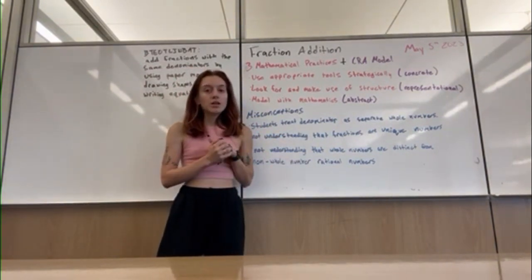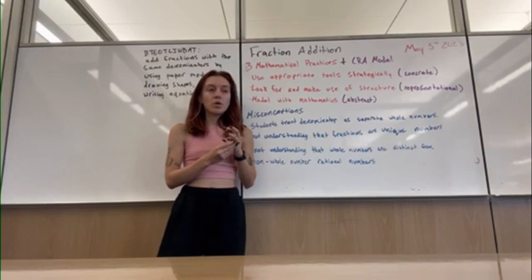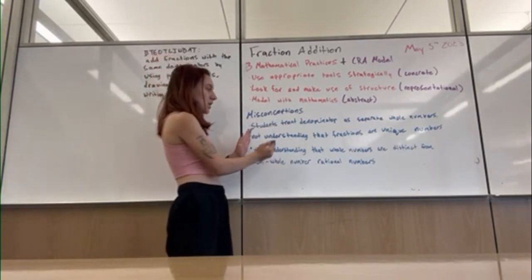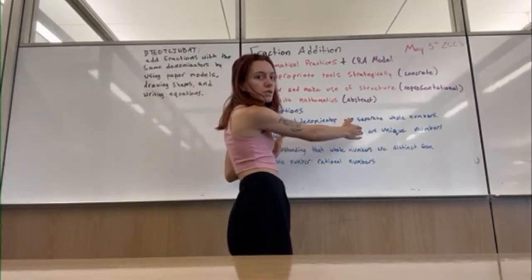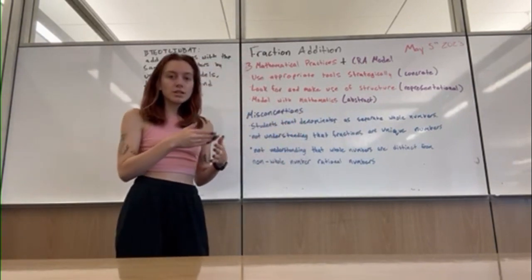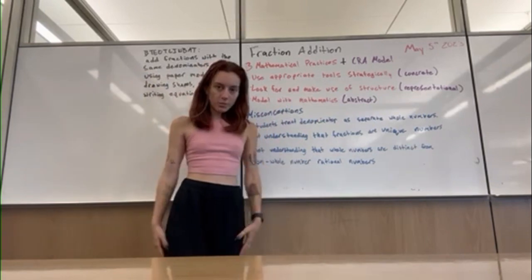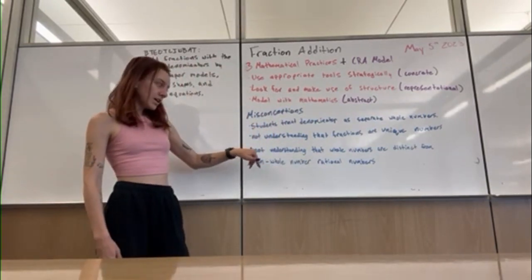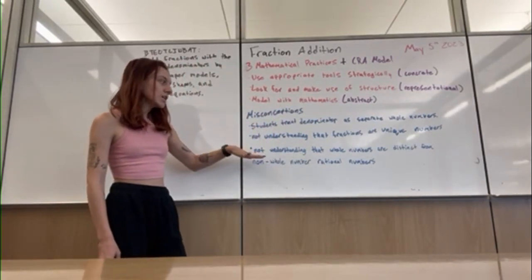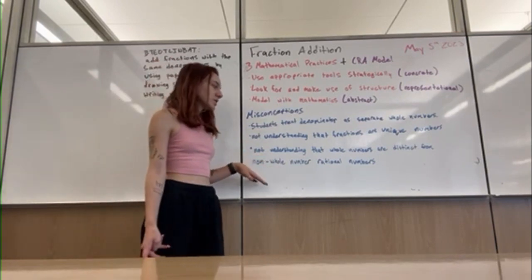The second one would be not understanding that fractions are unique numbers that take up spots on a number line. So for example, on a number line, you can see 1/4, 2/4, 3/4, and then 1. Kids don't understand that they actually take up space on a number line and they're not just like imaginary numbers that we make up.